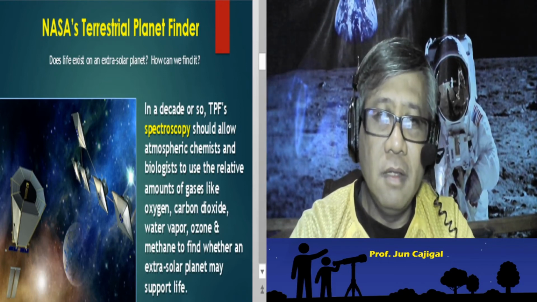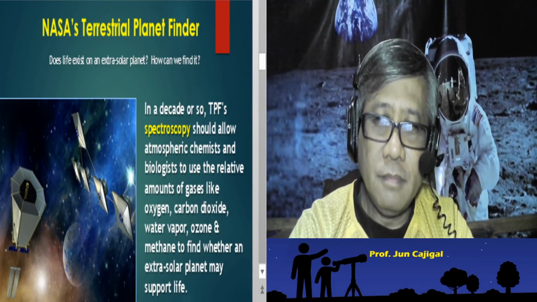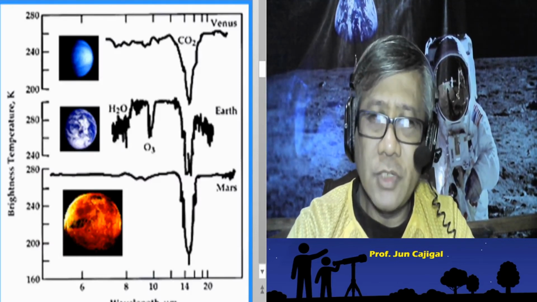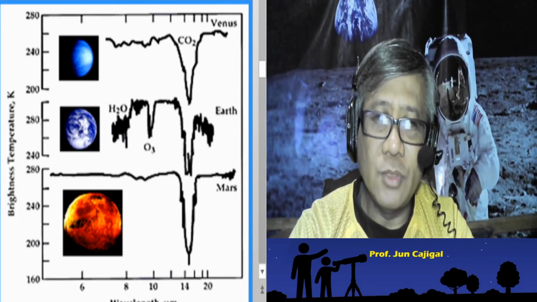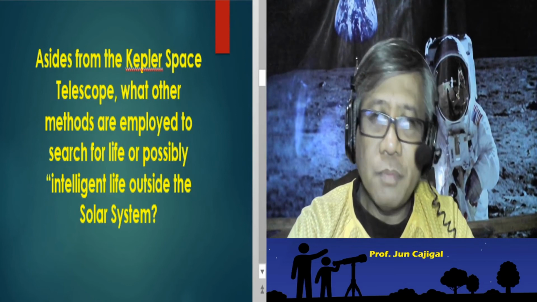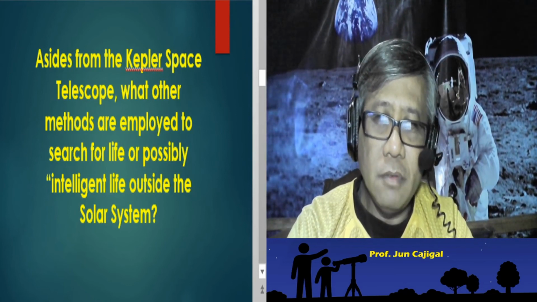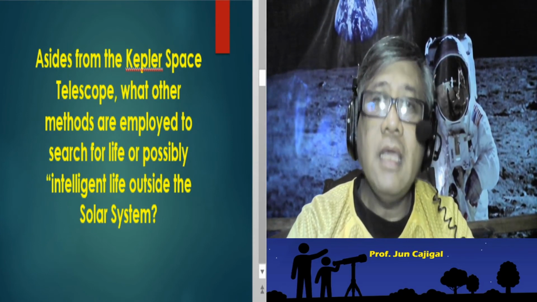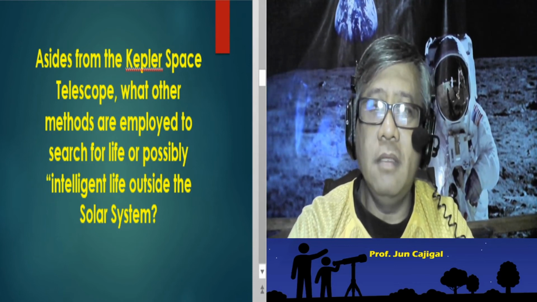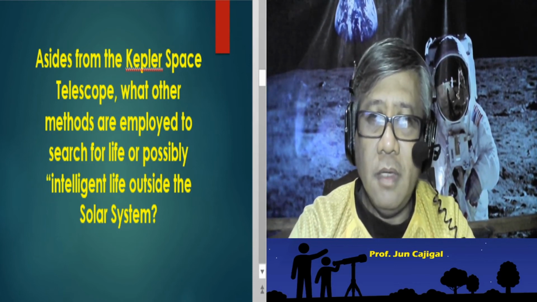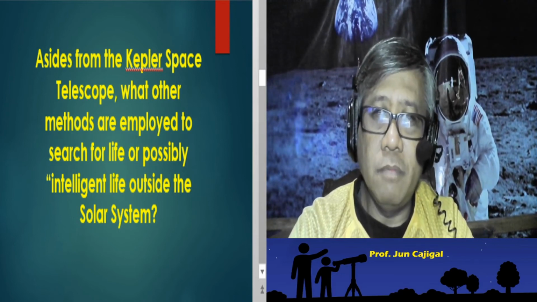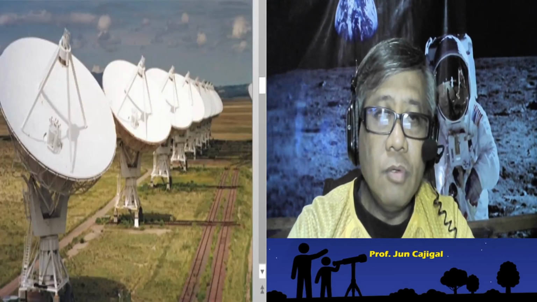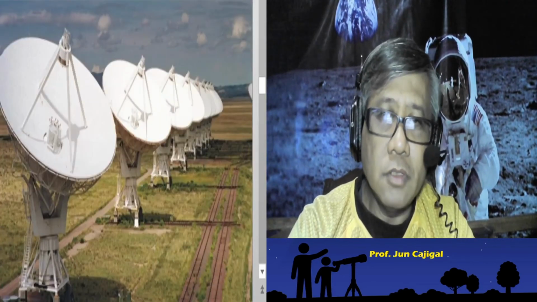Okay, the Terrestrial Planet Finder. Okay, all right, using spectroscopy. Okay, but that's another story, spectroscopy. All right, so aside from the Kepler Space Telescope, what other methods are employed? Okay, to search for life or possibly intelligent life outside the solar system. Okay, kasi baka akala natin yung Kepler Space Telescope lang. Now, here on Earth, astronomers are using radio telescopes, like the one in the picture, ladies and gentlemen.